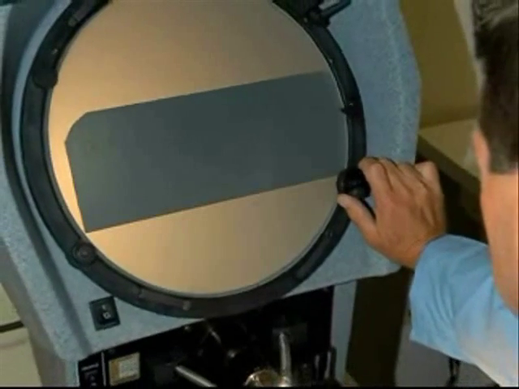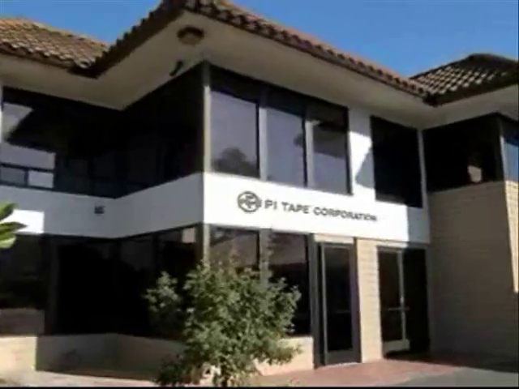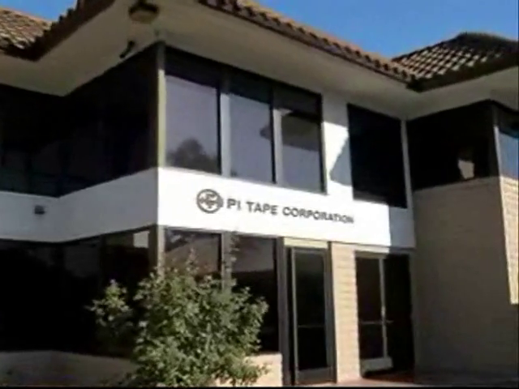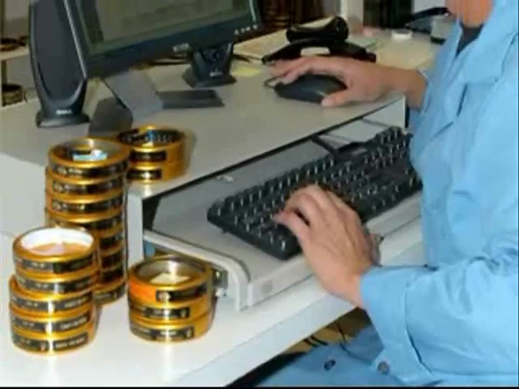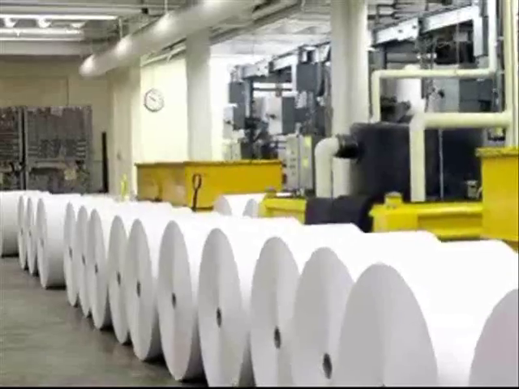Pie tape gauges are calibrated at 68 degrees Fahrenheit and are guaranteed at 0.03 millimeters up to 3,600 millimeters. Each tape comes with a calibration report traceable to the National Institute of Standards and Technology.